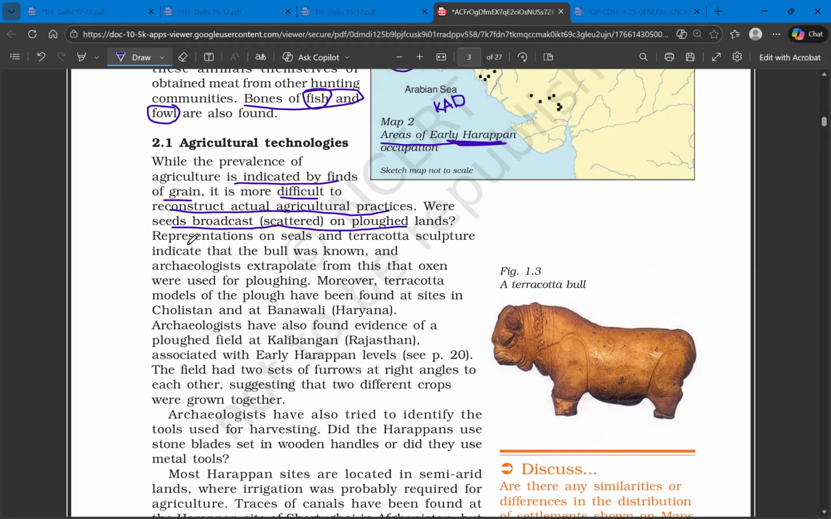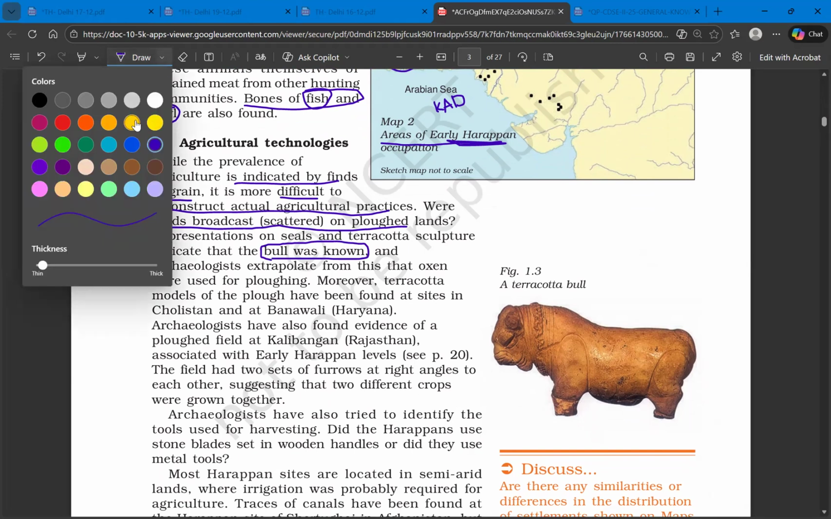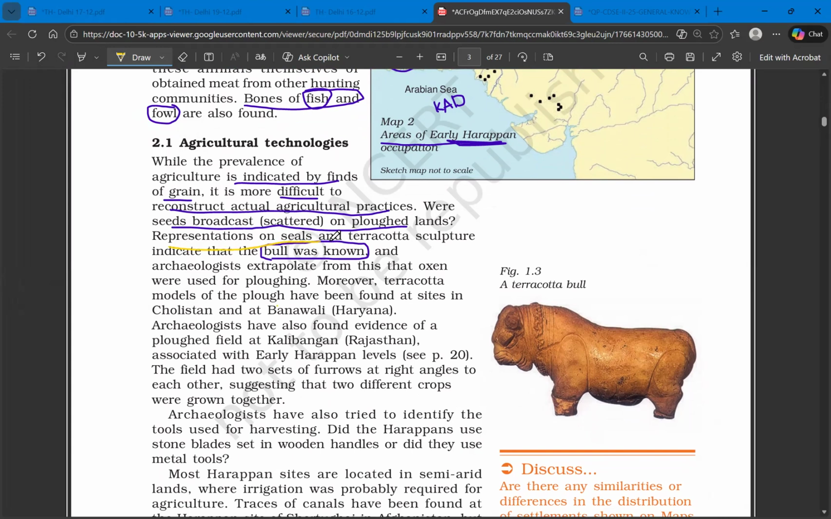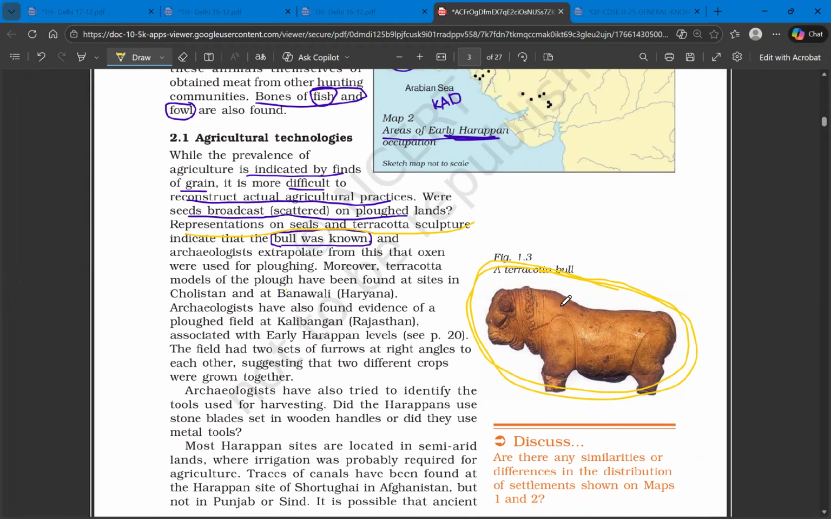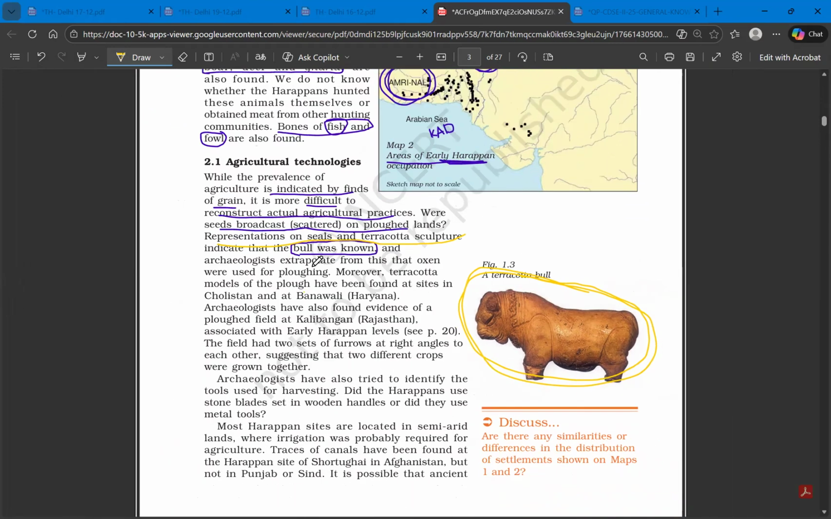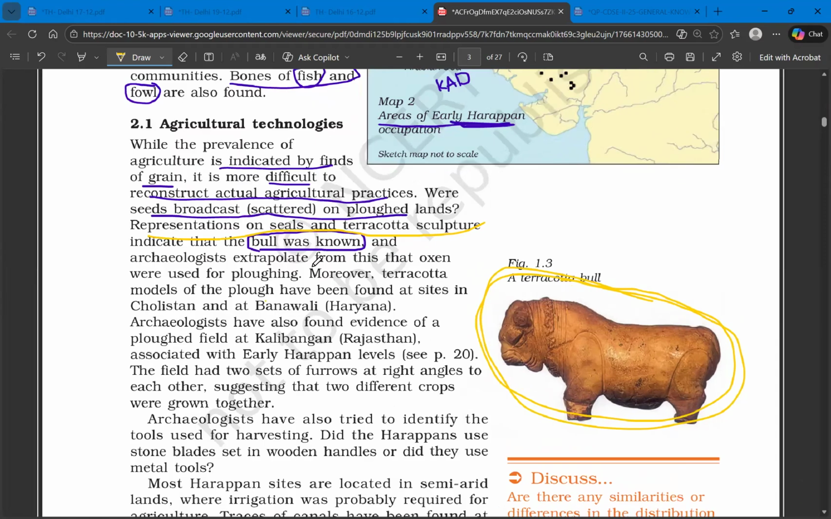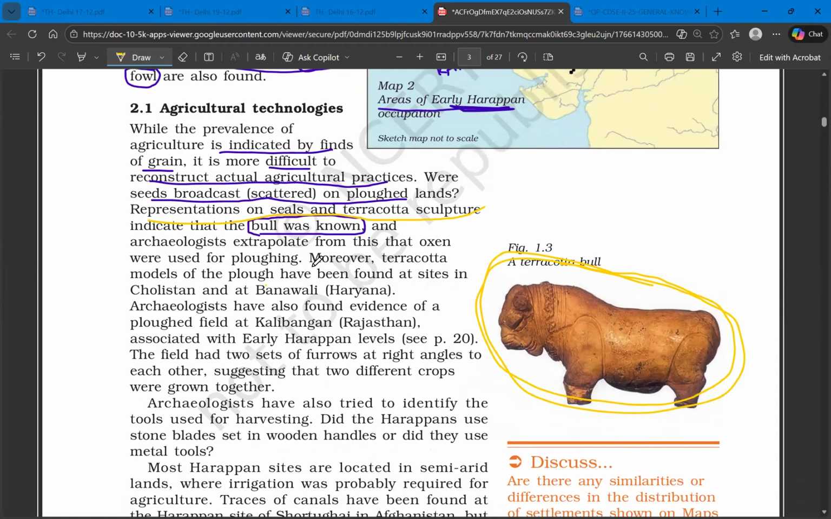Representations on seals and terracotta sculpture indicate that the bull was known. So how do we know that the bull was known to Harappan people? It was because of the representation on seals and also on terracotta sculpture. Here we can see a terracotta bull. The images given in the sidelines are also very important, so we have to make sure everything is covered while reading themes in Indian history.